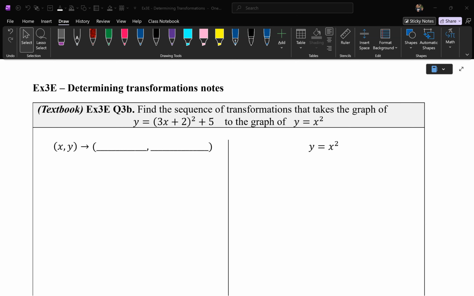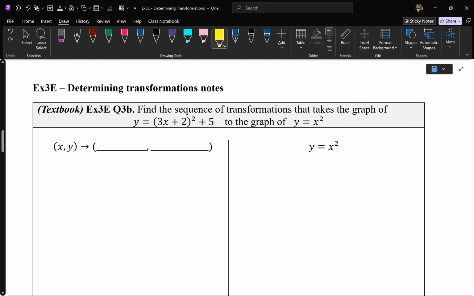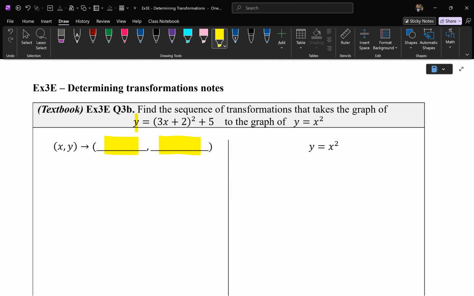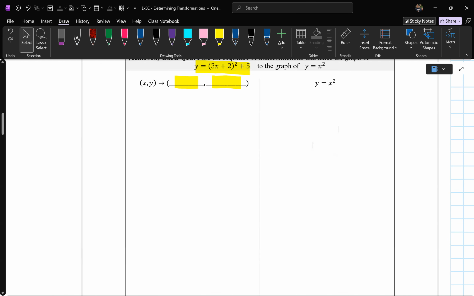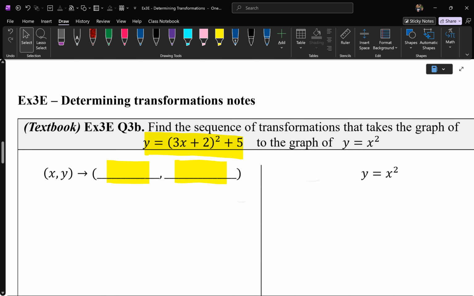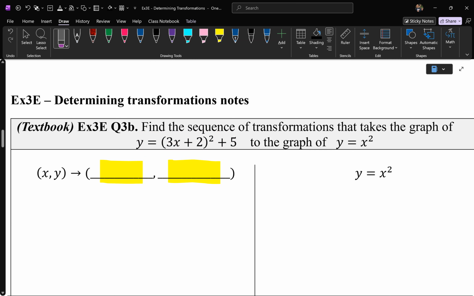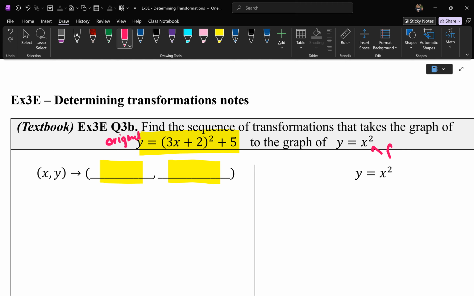3D was the ability to read a sequence and then write a transformation equation. 3E is the reverse. This time we do not know what the sequence is, and we do know the final equation. So they're saying take the graph of, did I write this the other way around? I may have written it the other way around, but that's okay. We're trying to take the graph of this original graph and you want to bring it to the final graph.